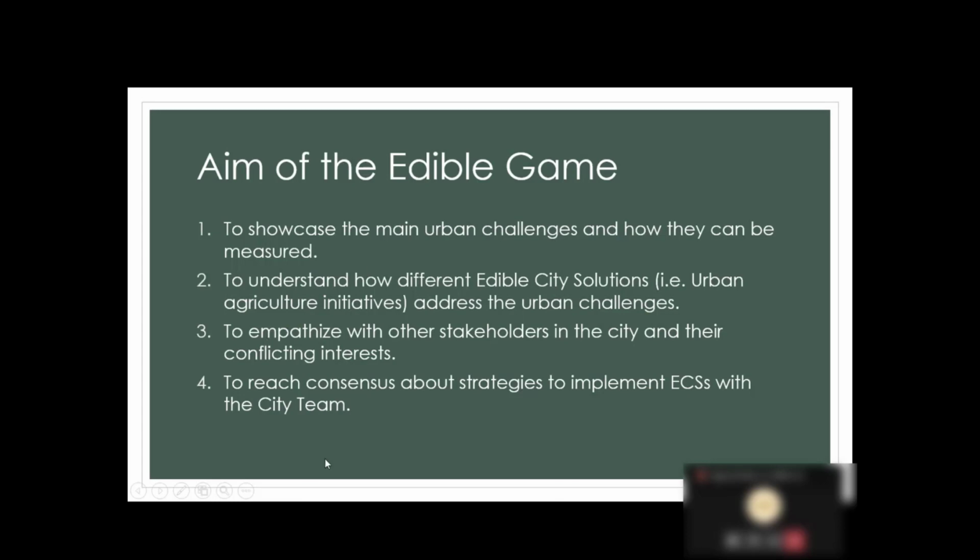The second aim is to understand how different edible city solutions address urban challenges. Edible city solutions is how urban agriculture initiatives are called in the project. And there are some aims more related to decision games and to the stakeholders in the cities. The first one is to empathize with other stakeholders in the city and their conflicting interests. Some stakeholders will be interested in green jobs, others maybe in reducing the traffic intensity, I don't know. So, regarding their interests, to show what they are and how to empathize with each other.